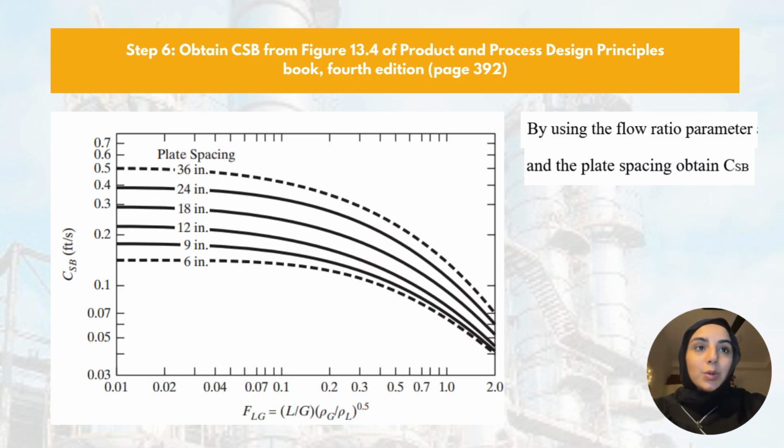Next, using the flow ratio parameter obtained in the step before, we can refer to figure 13.4 as shown in the Process Design Principle book to determine the capacity parameter based on the plate sizing. This tells us about the capacity per tray spacing under different design configurations.